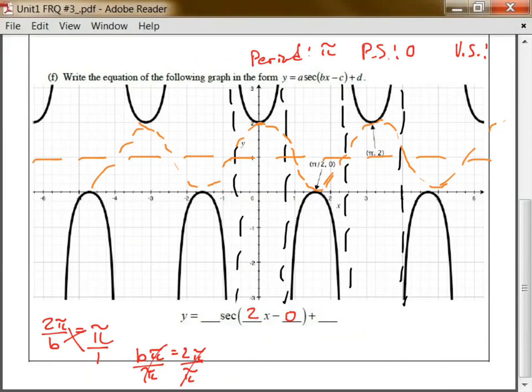Now the vertical shift is up 1, so I'm going to put plus 1 right here. I know because the midline went up 1. And then did the period change? Or the amplitude, I'm sorry, I said the wrong word. Amplitude, no, it's still 1 right here. Okay, so I'm going to put 1 right there. And that's how you figure out your function.